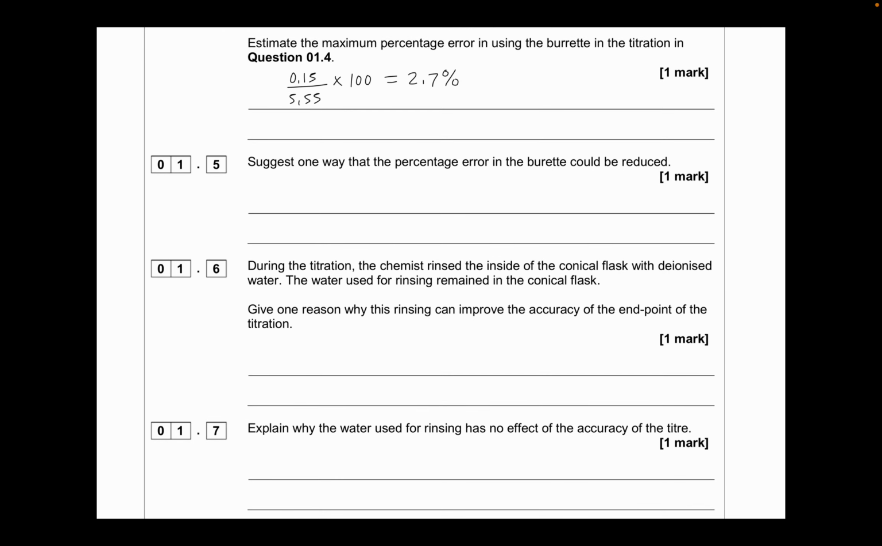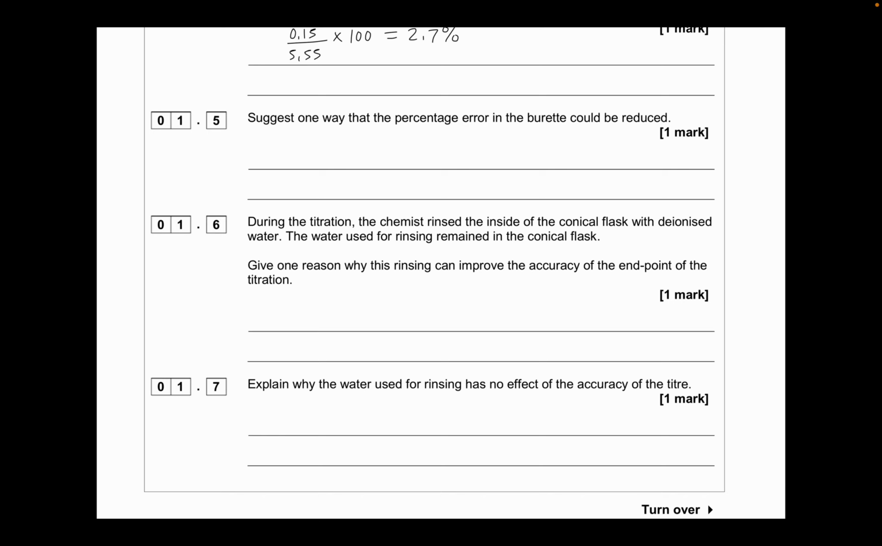So just one way that the percentage error in the burette could be reduced. This is one of the methods that you can use. We're just going to write the full point here: you're going to use a more dilute solution of that ligand, EDTA 4-.